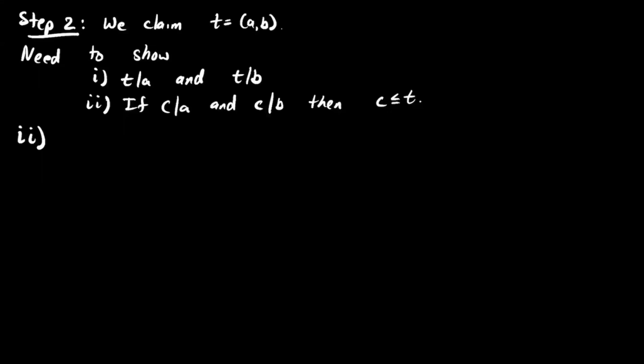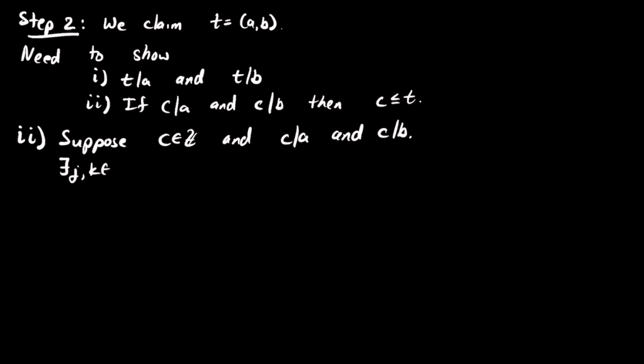We now need to show part 2, and part 2 is a little bit simpler. So I'll say, suppose that C is some integer, and C divides A, and C divides B. Well, using our definition of divisibility, we know that there exist integers J and K that allow us to write A as C times J, and B as C times K. All right, so that's just our definition of divisibility at work.